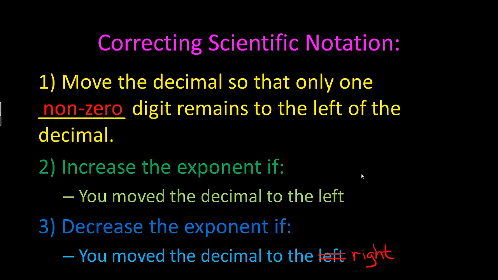An example would be if you have 12.5 times 10 to the 5th. You need to correct this because remember you should only have one number to the left of the decimal. So we need to move this decimal one place over, so it would be 1.25. I moved it to the left, so I need to increase my exponent.